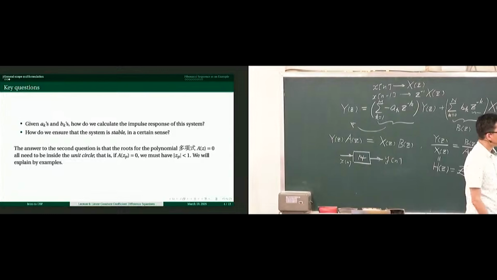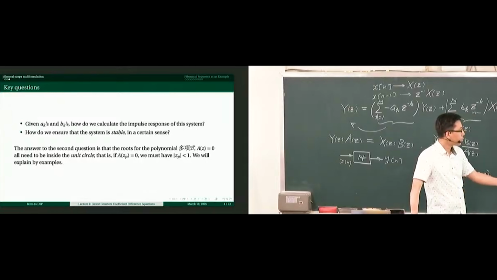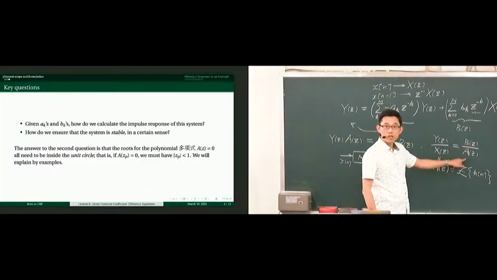These are the topics that we'll cover today. First of all, let's learn how to calculate the impulse response of any difference equation systematically. And second, we want to understand why this is the case. It's all about A(z), okay? No requirement whatsoever for B(z). Just check the roots of A(z), okay?